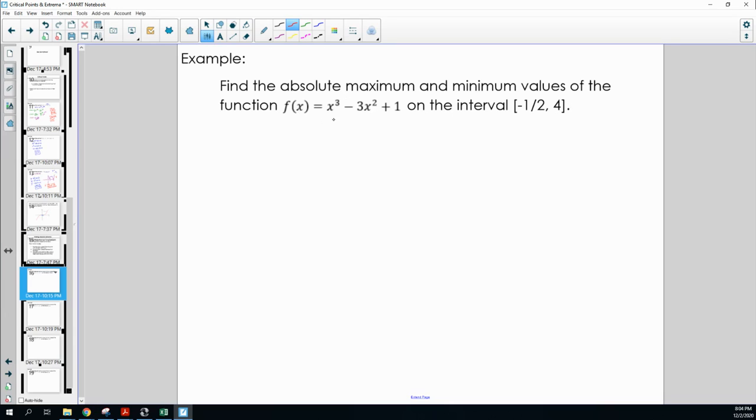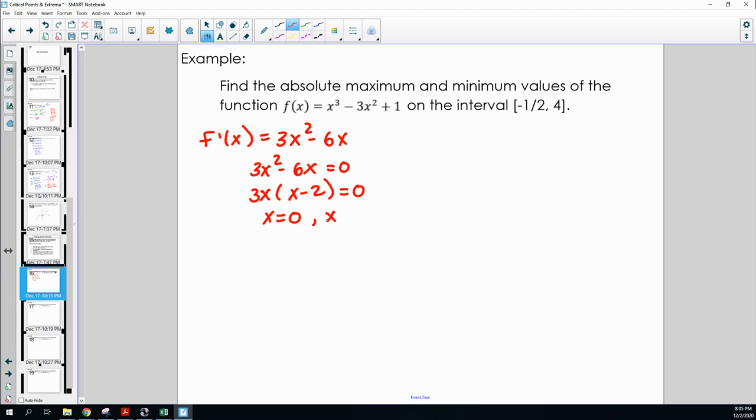So here I have f prime of x. Take the derivative of this. I'm going to have 3x squared minus 6x. Because it's a polynomial and I don't have a fraction or any denominator that could potentially be 0, there's going to be no point where the derivative does not exist. So all I have to do is set the derivative equal to 0. I can factor out a common factor of 3x, so I have x minus 2. When I solve, I get x equals 0 and x equals 2. So those are my 2 critical points.